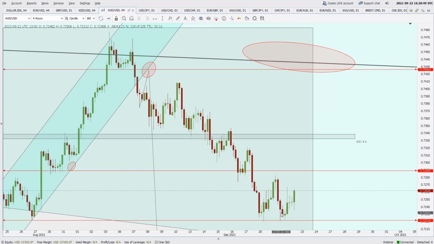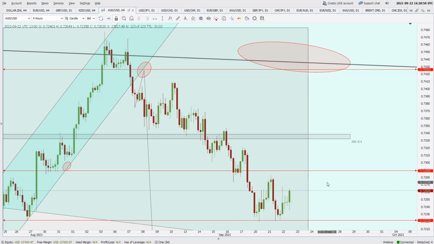So looking at the 4 hour after yesterday's close, the price is going to go up and up only. So 0.7289 looks imminent in this market.